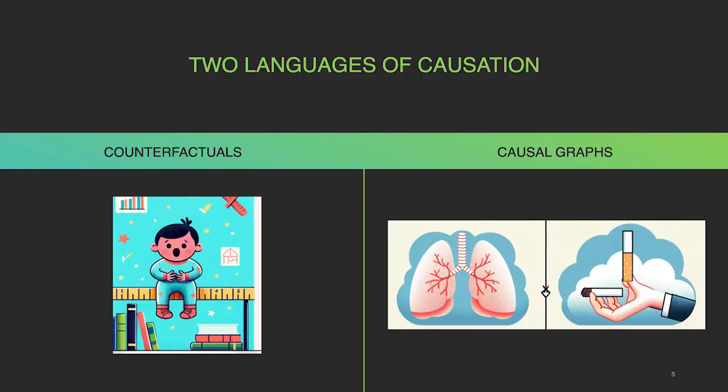Under the causal graphs and intervention, we think of this as doing, right? What if I do, and how? How does X change? How does Y change if I do X?